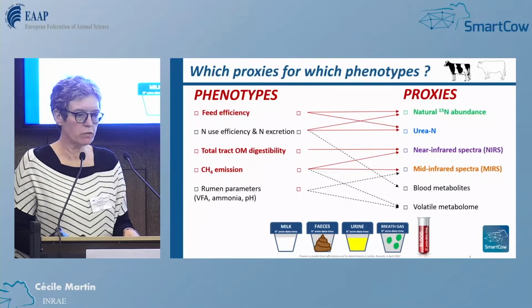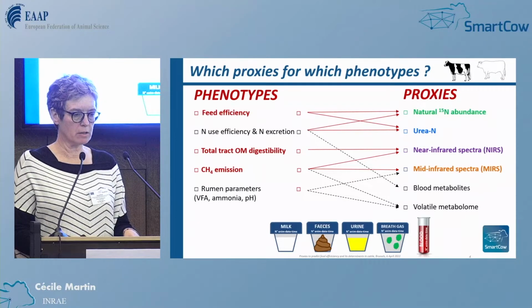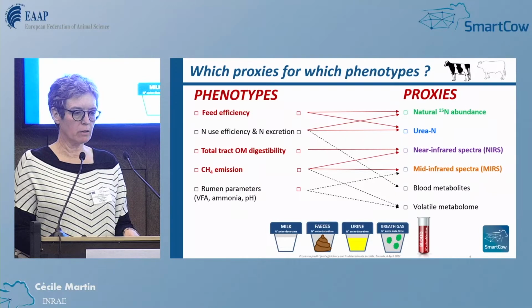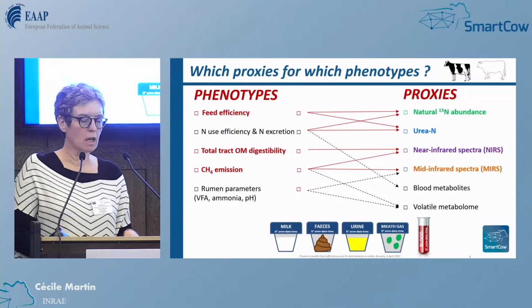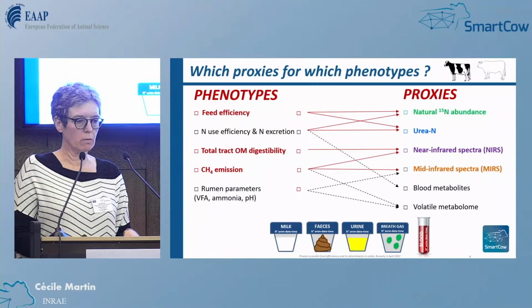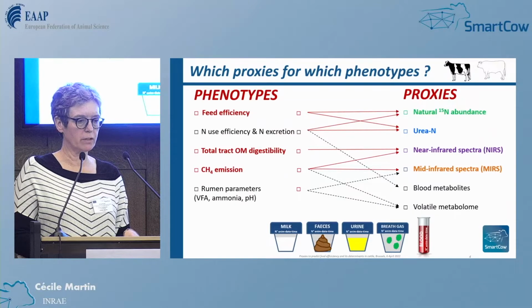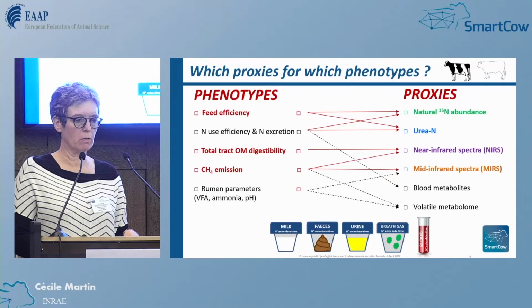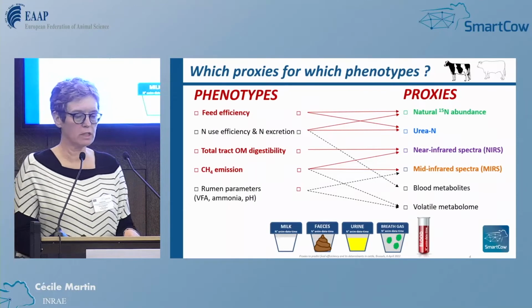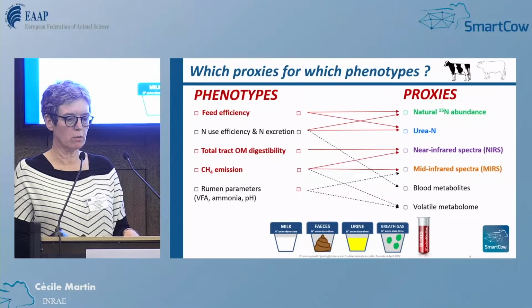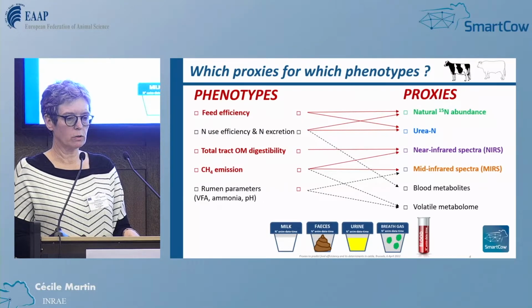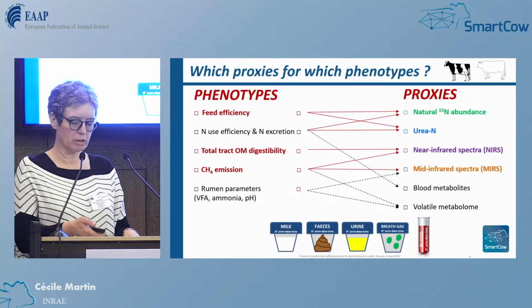So which proxies for which phenotypes? You have the phenotypes we wanted to predict on the left, and on the right the proxies of interest to predict these phenotypes. At the bottom of the slide you have illustrated the different matrices in which proxies were analyzed. Today I will present data on 3 phenotypes: feed efficiency, total tract or organic matter digestibility, and methane emissions, in relation with the 4 proxies in color: 15 nitrogen, urea, and near-infrared and mid-infrared spectra.